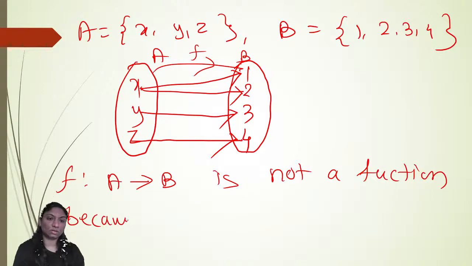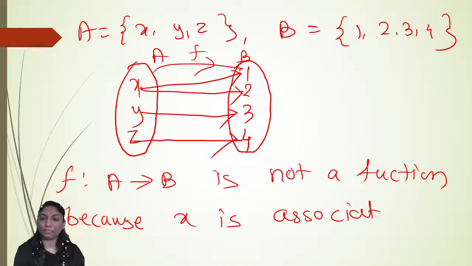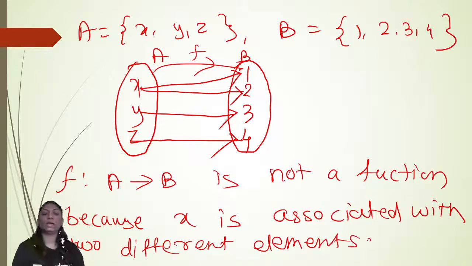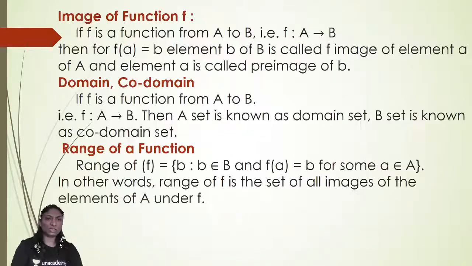F defined from A to B is not a function because x is associated with two different elements, right? X is associated with two different elements, therefore f is not a function. Okay, now next we will see the image of a function.